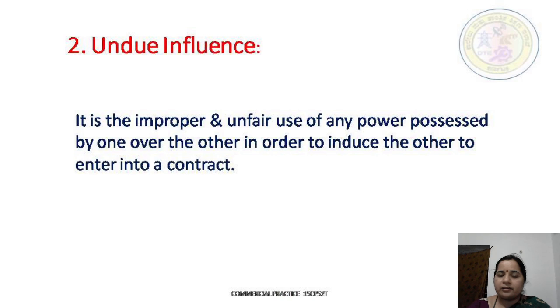Undue influence. What does it mean? Undue influence is the improper and unfair use of any power possessed by one over the other in order to influence or induce the other party to enter into a contract.